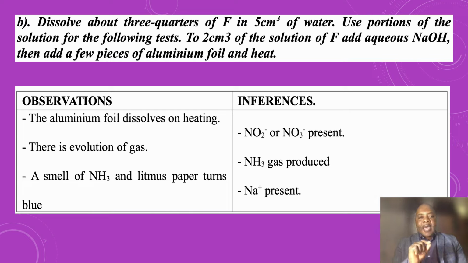Then I tested the gas. I smell the gas and there is a smell of ammonia. Then I use the litmus paper to test whether it is alkaline or acidic, and the litmus paper turns blue. This is not stated in the question paper; it is your knowledge. When there is a gas being produced, you have to apply this so that you can get to the right gas. So under the inferences, I said NO2 minus or nitrite or nitrate present. So NO2 minus and NO3 minus are present. Ammonia gas is also present. Then there is also sodium ion that is present.